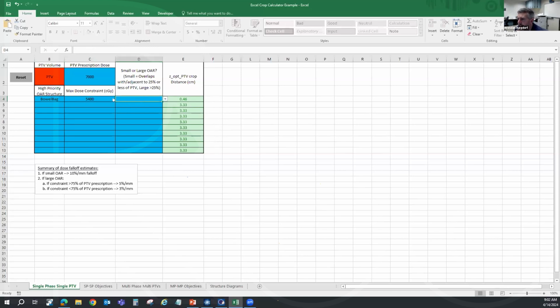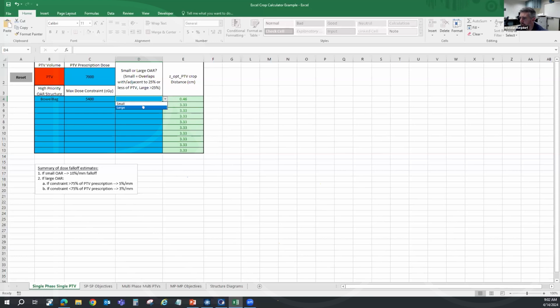Next, it's important in this spreadsheet to define whether it's a small or large OAR. Small means that it only overlaps or is adjacent to a small percentage of the PTV. Large means that it's overlapping or adjacent to a larger percentage of the PTV. This is important because, like we talked about before, you can only get a really high dose fall off over a small area. The summary down here explains this well. If it's a small OAR, you can achieve that 10% per millimeter fall off because it's just a small area that you're trying to spare. However, if it's a large OAR, it's not as easy to have sharp dose fall off because you're trying to have the dose fall off over a greater area of the target.